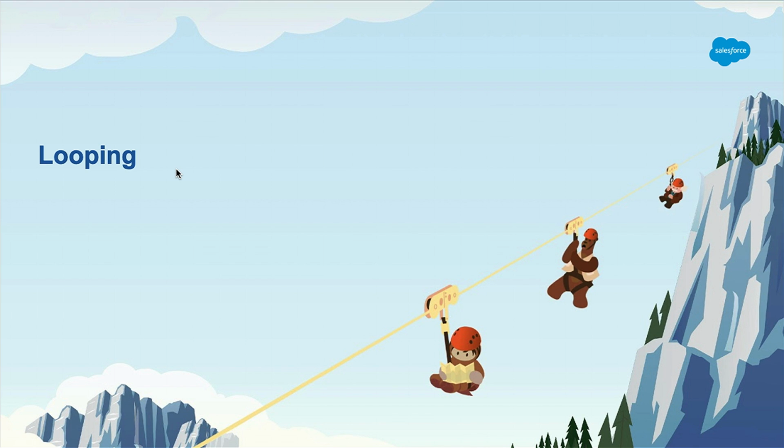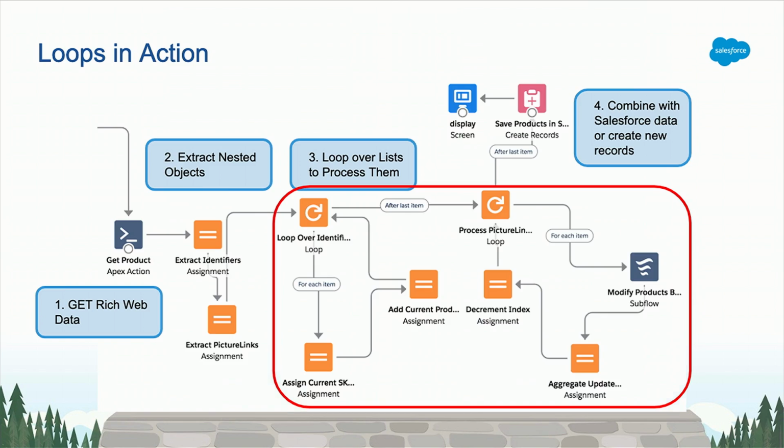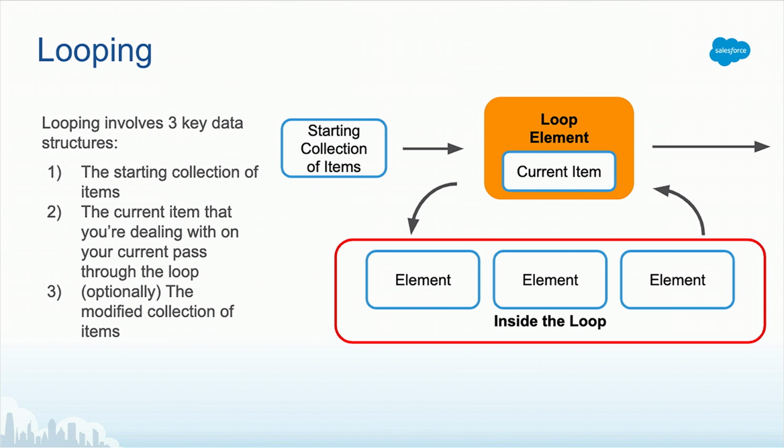Let's talk a little about another element of that particular flow. You saw me doing some looping there. I wanted to talk a little more about looping. It's one of the features that, once you get comfortable with it, really lets you supercharge what you can do with Flow. The key to understanding looping starts with understanding 3 different data structures that you can keep in your head at the same time.